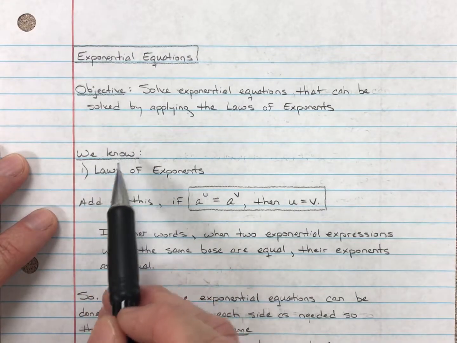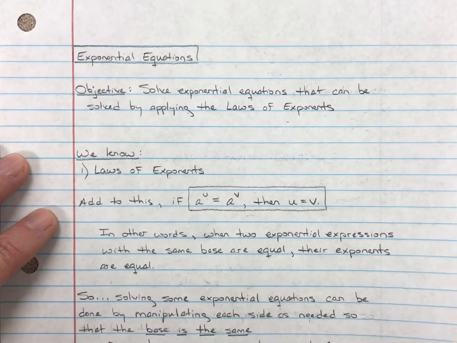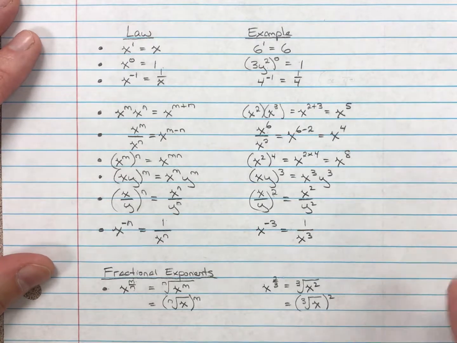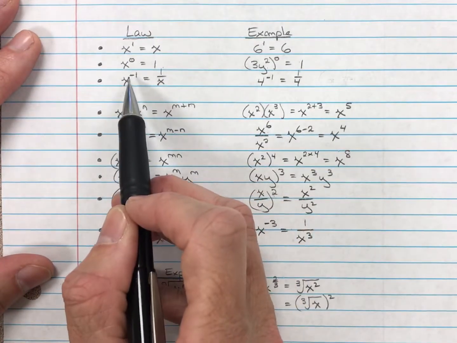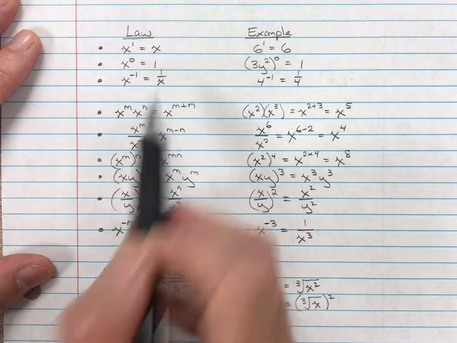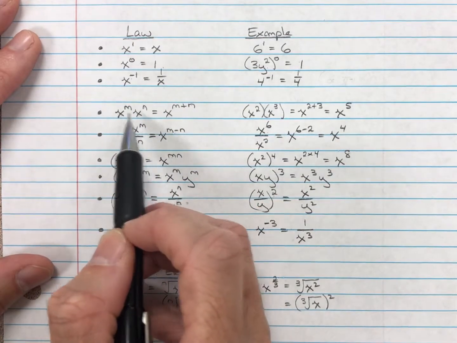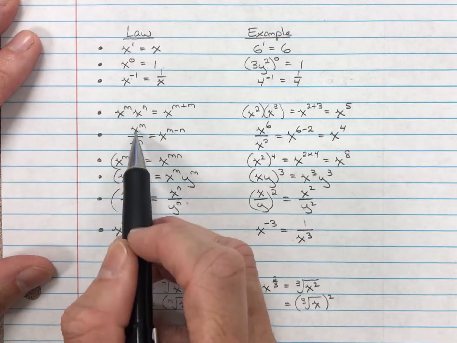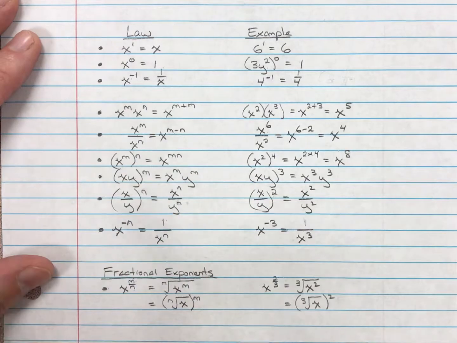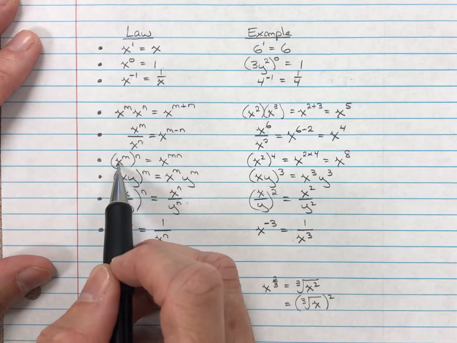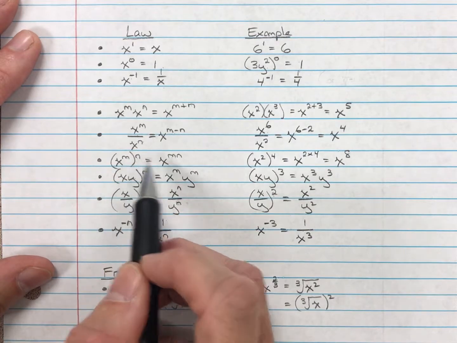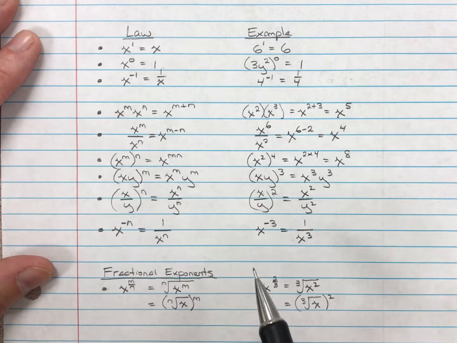So, what do we know? Well, we know the laws of exponents. Now, I'm not going to write them all down. In a previous video lecture, I went over them, and here we have them. The key ones we want to note: a negative exponent means the reciprocal. When you have the same base and you multiply, you add the exponents. When you have the same base and you divide, you subtract the exponents. A base raised to a power, raised to another power, you multiply the exponents.